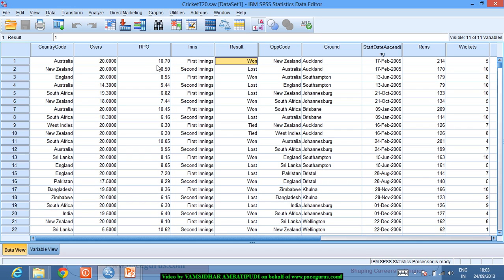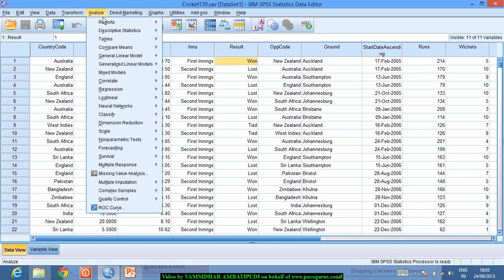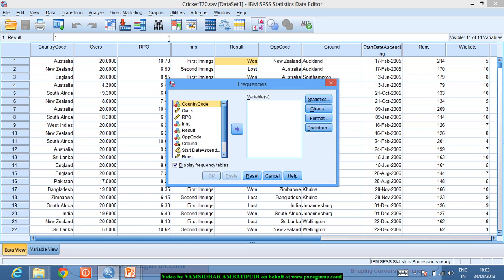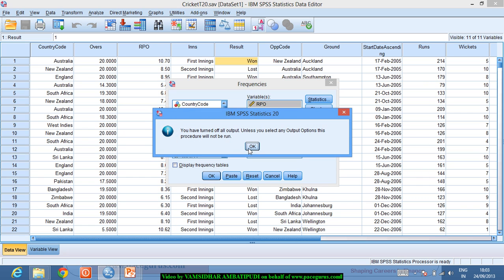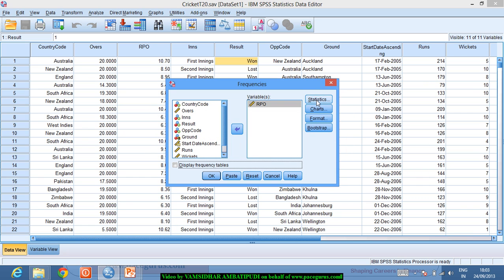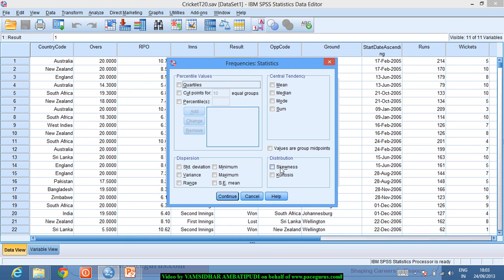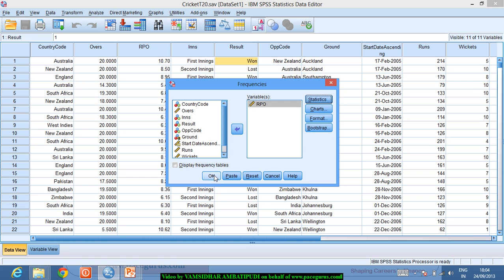I can look at the descriptive statistics using frequencies for the runs per over. I'll go into Analyze, then Frequencies. I'll take the runs per over here, and I will not have the frequency tables. In the statistics, I would like to limit to skewness and kurtosis, and probably just the mean and the median. This should be sufficient for me to start off.